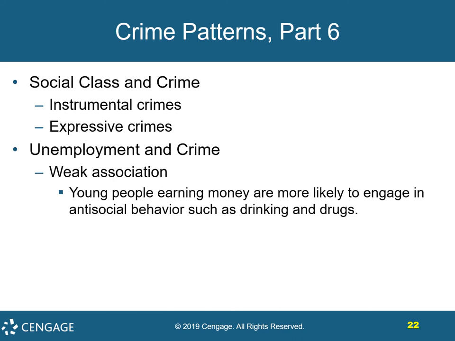Now let's talk about social class and crime. There's instrumental crime. These are illegal acts whose goal is to provide desired goods and services that can't be obtained through legitimate economic means. Then there are expressive crimes. These are crimes that are the result of frustration and anger.